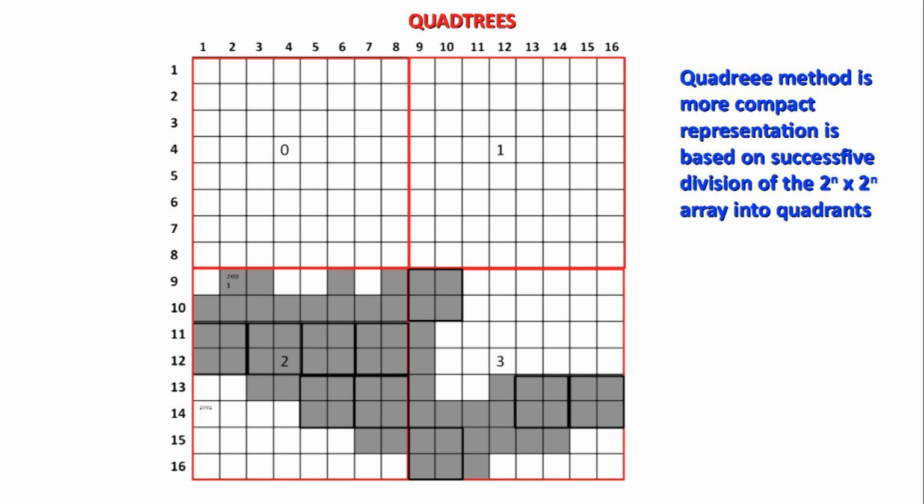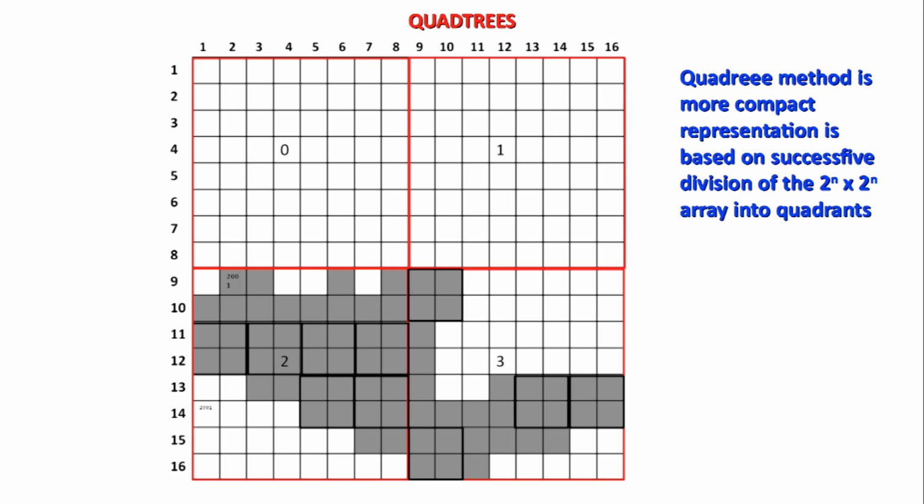And as we can read here, the quadtree method is a more compact representation, and therefore it provides high compression compared to other discussed compression techniques, based on successive divisions of a 2 power n by 2 power n array into different quadrants. If I take the example here of quadrant 0, then how is each pixel coded? This is the largest quadrant, 0, 1, 2, 3. Within this, divisions have been made, and this is the 0.